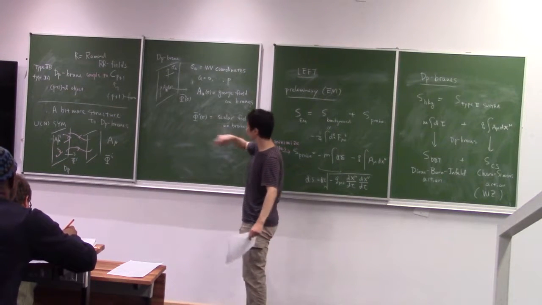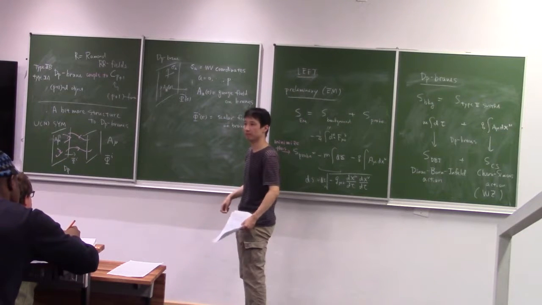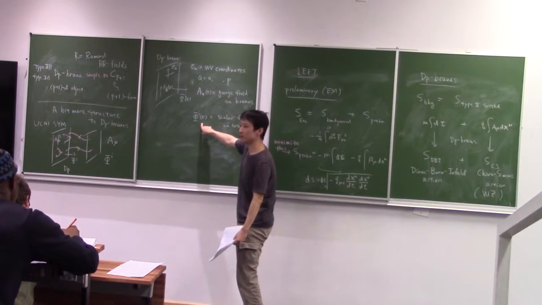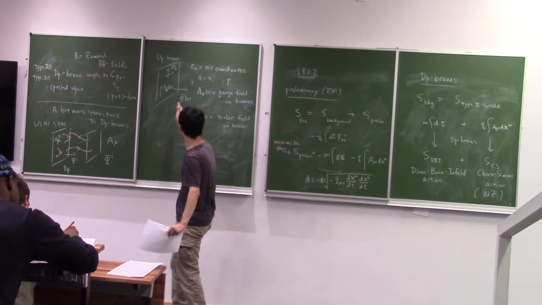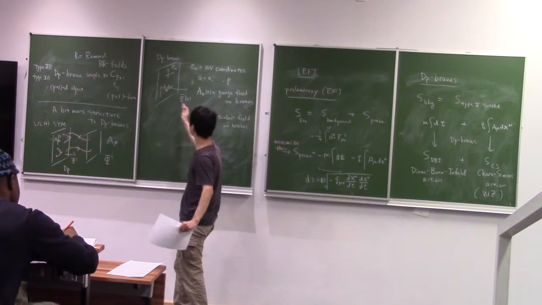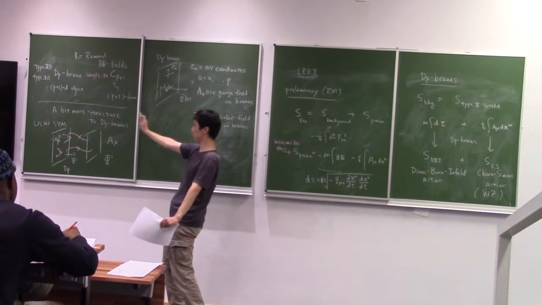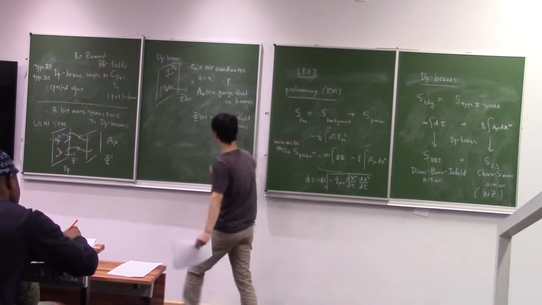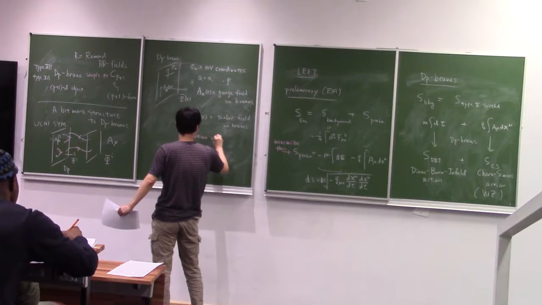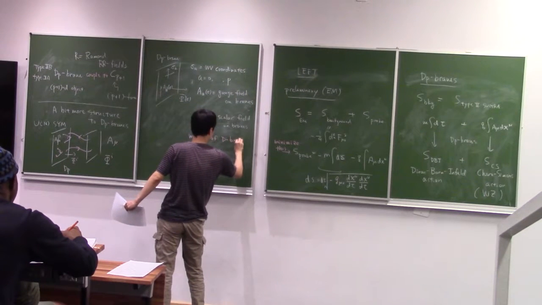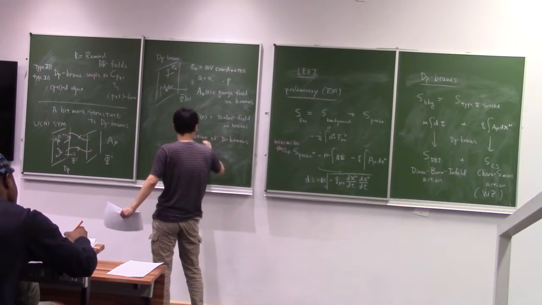And this phi, as I mentioned here, represents the motion of the D-brane in the transverse direction.